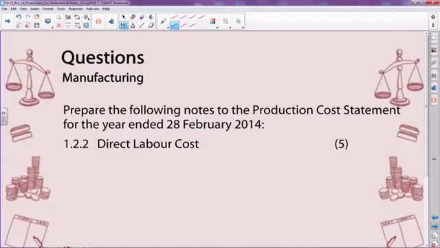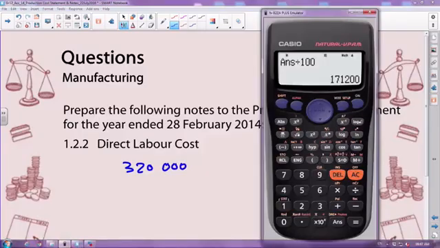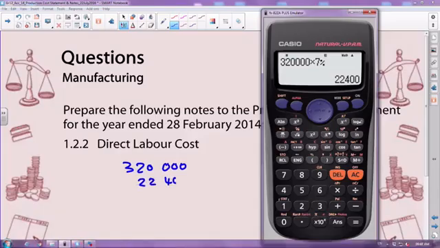When you are calculating your direct labor cost, let me show you. You take your initial cost, which was 320,000, right? Then, if you recall what we said, we took the 320,000 and we said times 7% to give me a figure of 22,400. There's my 22,400. So we add that plus the 320,000 to give me a figure of 342,400.